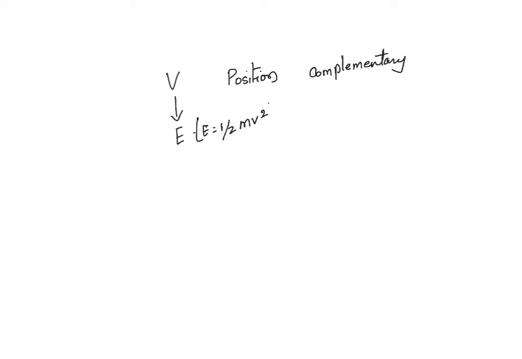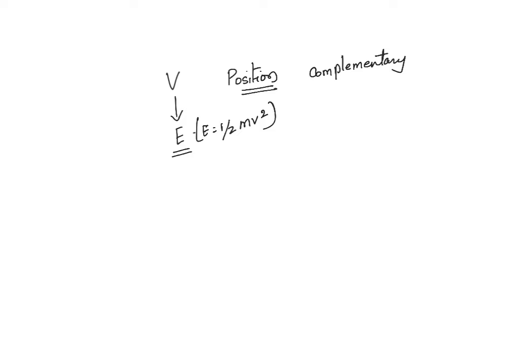So we said velocity and position are complementary properties, right? Now, velocity is directly related to energy. Remember, E is equal to half mv square, which is the kinetic energy. So that means energy and position are also complementary properties.